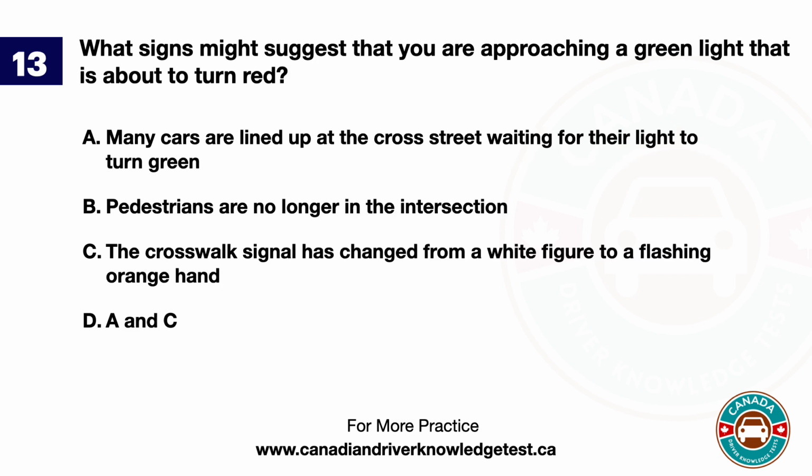Question 13. What signs might suggest that you are approaching a green light that is about to turn red? A. Many cars are lined up at the cross street waiting for their light to turn green. B. Pedestrians are no longer in the intersection. C. The crosswalk signal has changed from a white figure to a flashing orange hand. D. A and C. The answer is D. A and C.